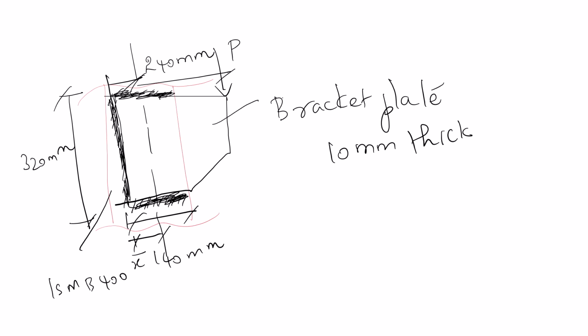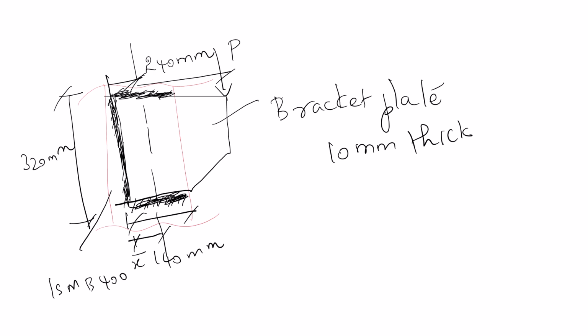It is attached with the weld, ISMB 400. The height of the weld is given as 320, and this is 140, 140. We have to find the load P that is acting on the bracket plate. The load which can be transmitted safely through this weld, that we have to find.